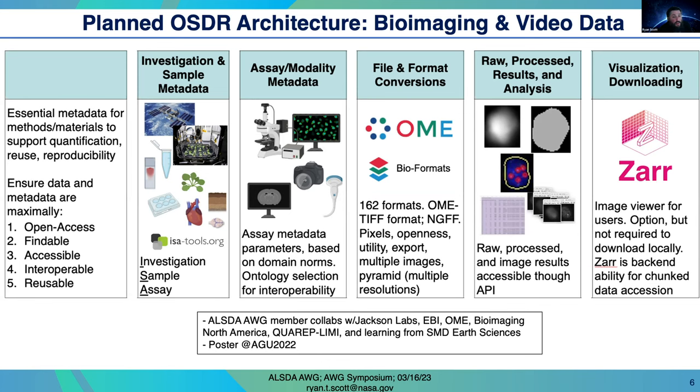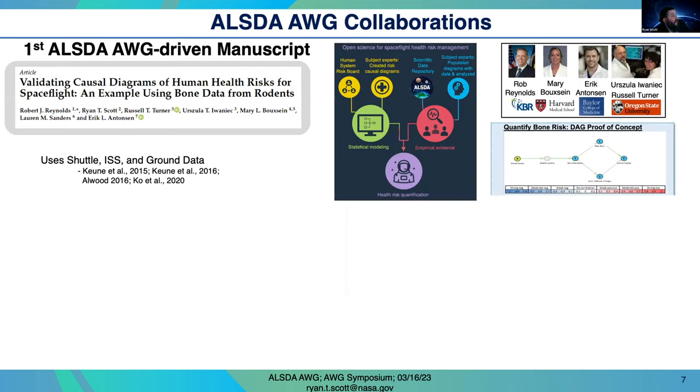And so this is one of the other activities the AWG has been involved in, spanning from Jackson Labs to Quarup-Lemmy, Bioimaging North America. European Bioinformatics has their own image archive called the Bioimage Archive, which is great, and in a pretty similar boat to where we hope to be within the next coming year, which only focuses on images. So that's another aspect of what's coming up in the future.